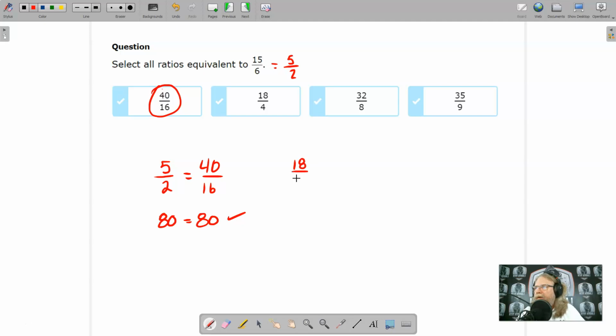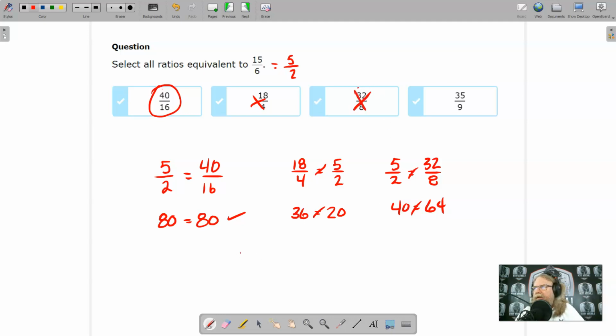18 over 4. And we're going to compare that to 5 over 2. And 4 times 5, I want to always get used to multiplying your extremes first. I almost got lazy. So 18 times 2 is 36. Is this equal to 4 times 5 is 20? Nope, not equal, so this is incorrect. On the next one, let's compare 5 over 2 to 32 over 8. So 5 times 8 is 40, and I know that 32 times 2 is not 40, it's actually 64. And these are not equal, so this is an incorrect answer.